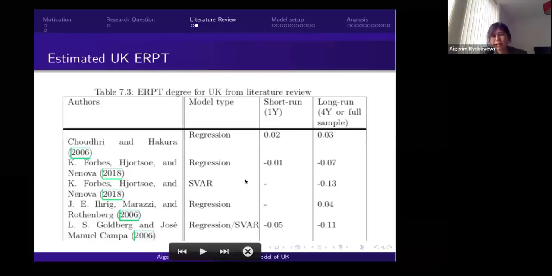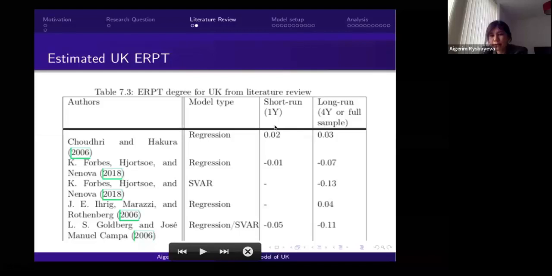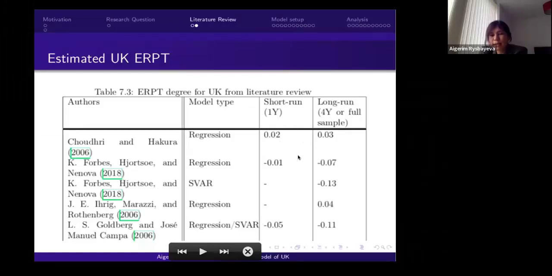So in these slides, I just put the estimated pass-through degree for the UK. As you can see, the pass-through degree is quite small for the UK, and if you look, the magnitudes are different for the short run and long run, and also the signs. You see the difference, the signs are different. And in the following slides, I'm going to explain why the signs are different and why the magnitudes are different.